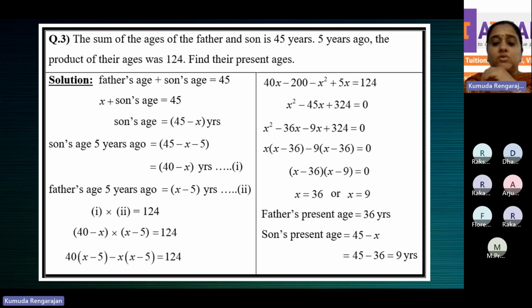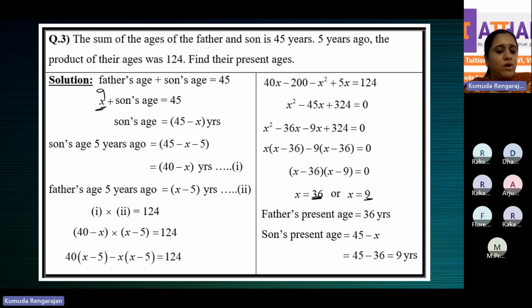36 and 9. If you take x as 9, that means the father's age is 9, and then what will be the son's age? 45 minus 9, 36. That's not possible.